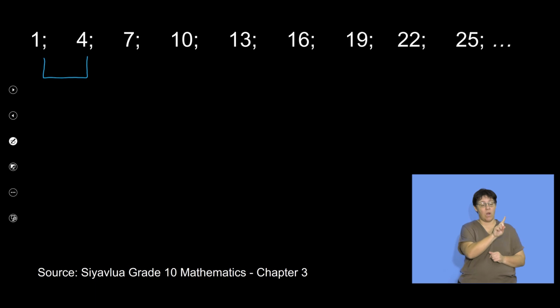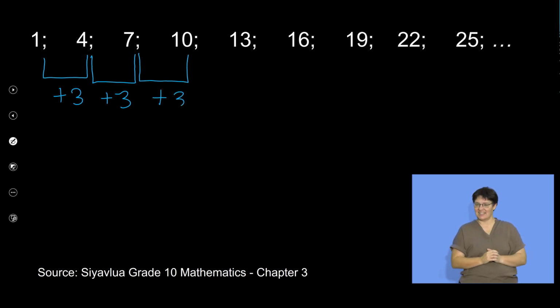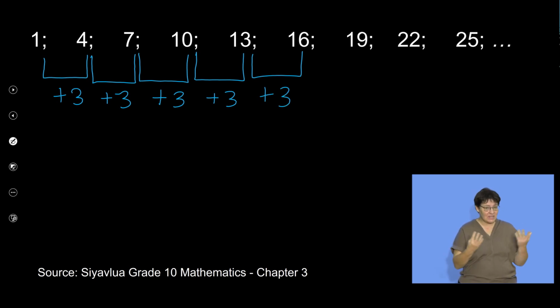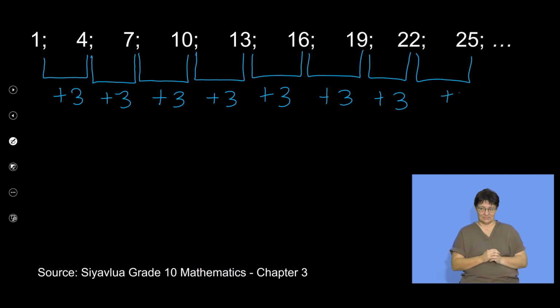Between 1 and 4, I can see that I added 3. Between 4 and 7, I added 3. And look, again, between 7 and 10, I added 3. Between 10 and 13, I added 3. Between 13 and 16, I added 3. And continuously through this pattern, I can see that I'm adding 3 between each of the terms.